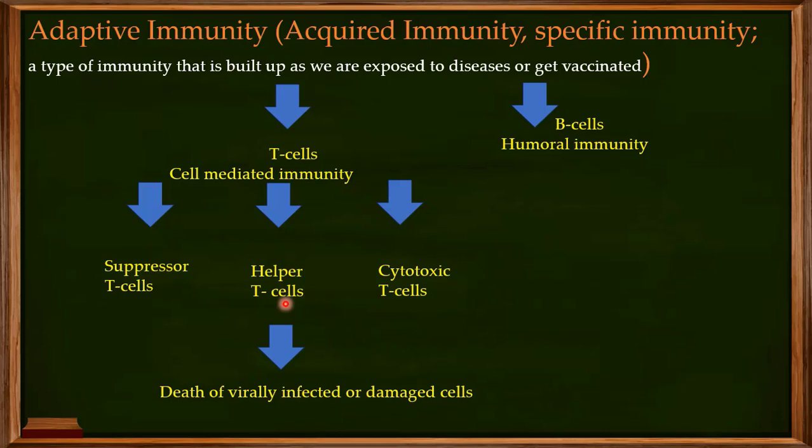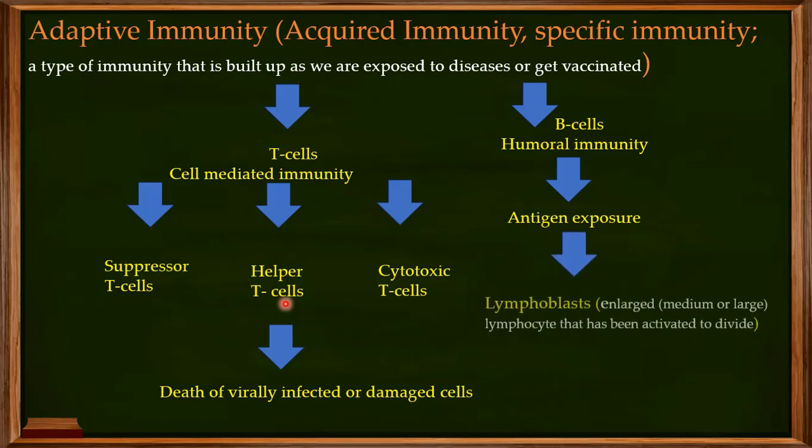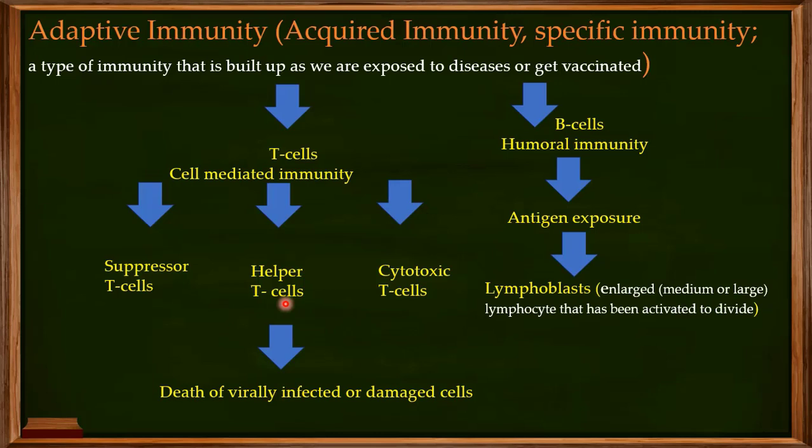If you talk about the B cell or humoral immunity, what happens is that when there is exposure to the antigen, the immune system gets exposed to the antigen, and the B cells are going to get converted into a specific type of cell, which is known as the lymphoblast. These lymphoblasts are actually enlarged lymphocytes that have been activated to divide.